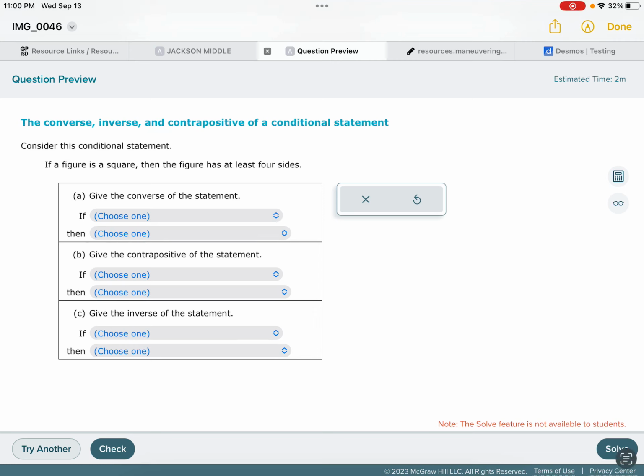Today we're just gonna kind of review converse, inverse, and contrapositive, just to make sure that we have that really strong before we move on to checking if things are true or not. That's gonna be our next thing.